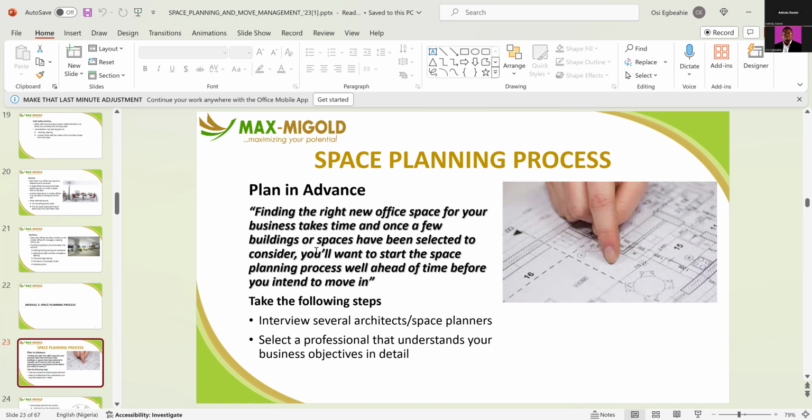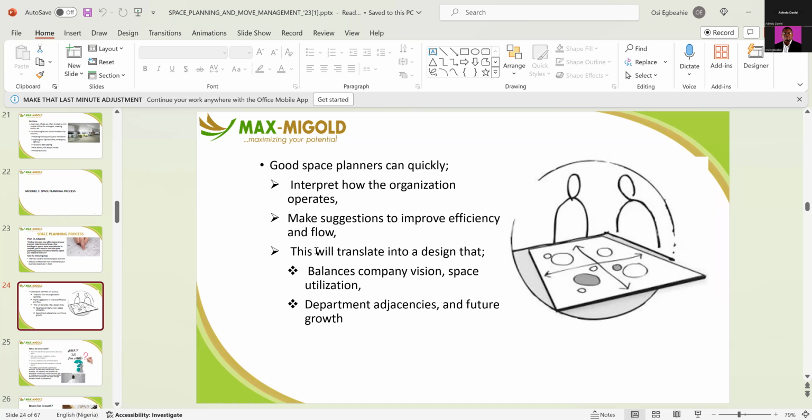Next module is to look at the space planning process. When you're planning a space, there are some processes that you need to take. One of the processes you need to take is to interview several architects and space planners. You need to know what they are required to do. You need to select a professional that understands your organization's objectives in detail. By the time you are doing the interview, you will know. And when you ask them questions, these are some of the things that should give you tips when you are interviewing space planners.